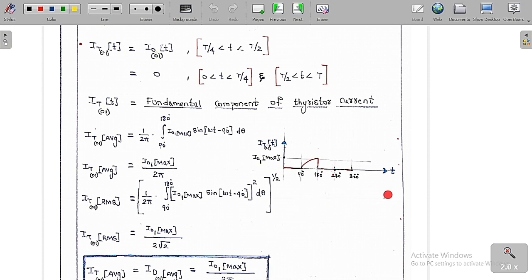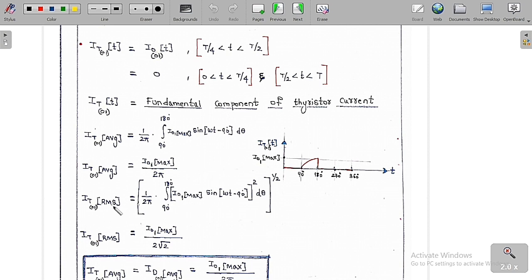Now I want to find the average value of the fundamental component of the thyristor current. The average value is equal to 1 by 2 pi times the integration from 90 degrees to 180 degrees of I01 max into sine(omega t minus 90 degrees) d theta. If you solve this, we are going to get I01 max by 2 pi. So this is the average value of the fundamental component of the thyristor current: I01 max by 2 pi.